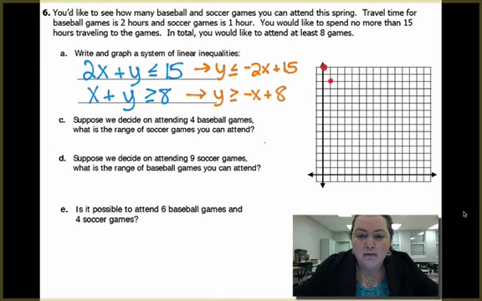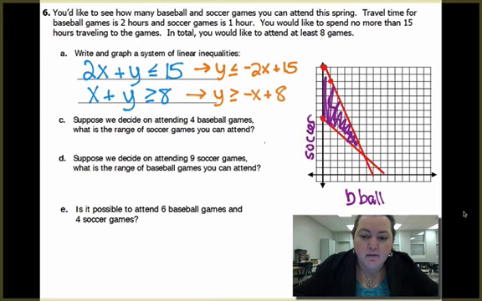Label my axes. I'm going to go up to 15, down 2 over 1. Go up to 8, down 1 over 1. That's the section where they'd overlap. There we go, label the axes. And then I'm going to answer some questions. It says, suppose we decide to attend 4 baseball games. What is the range of soccer games you can attend?